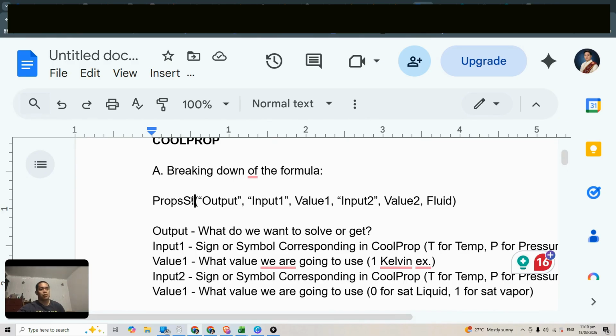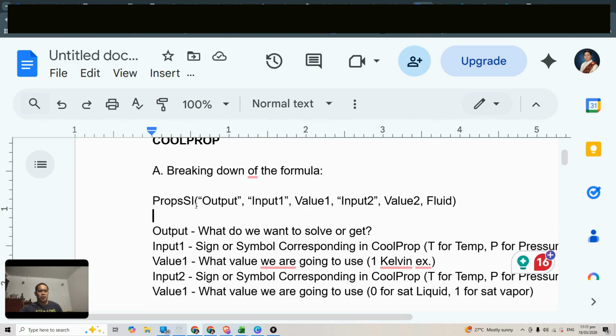We're gonna use the code string command PropsSI, parenthesis, output, input 1, value 1, input 2, value 2, and fluid. Please take note of the apostrophe, the quotation marks, the comma, and the parenthesis itself. Let's break it down first.